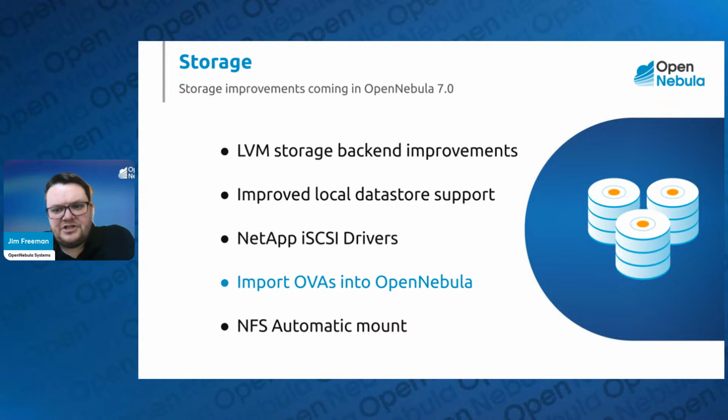Another item on the storage side is about OVAs. We get this a lot, people using OVAs or getting provided OVAs from vendors, and they want to use them in OpenNebula as well. Once 7.0 is launched, you'll be able to import these OVAs into OpenNebula, and they can be used to define virtual machine templates the same way as you do today using OpenNebula's advanced templating functionality.